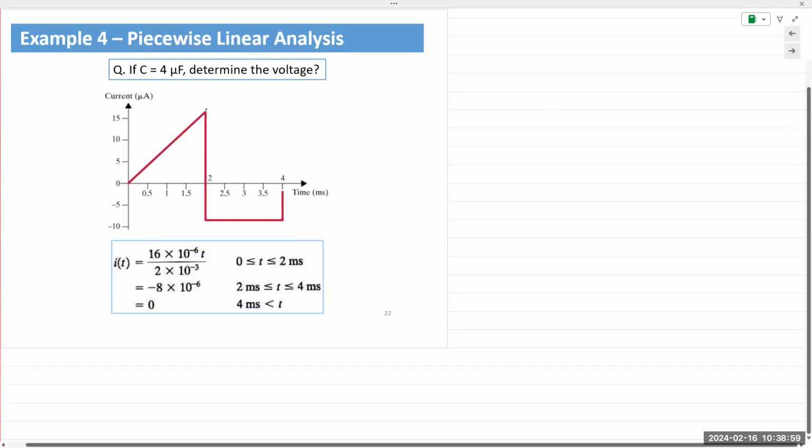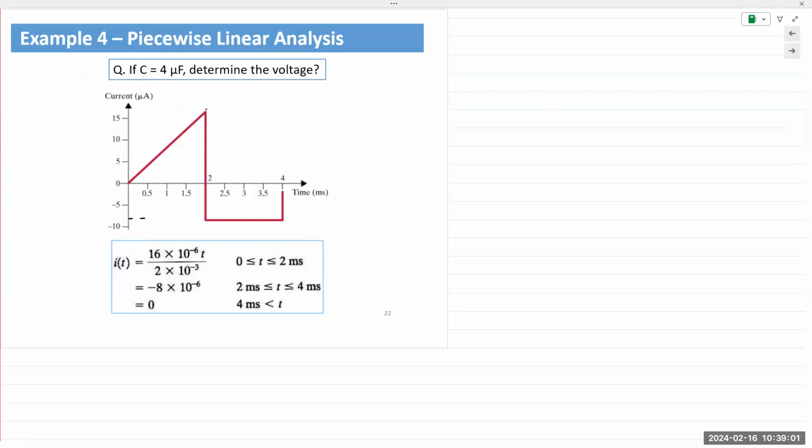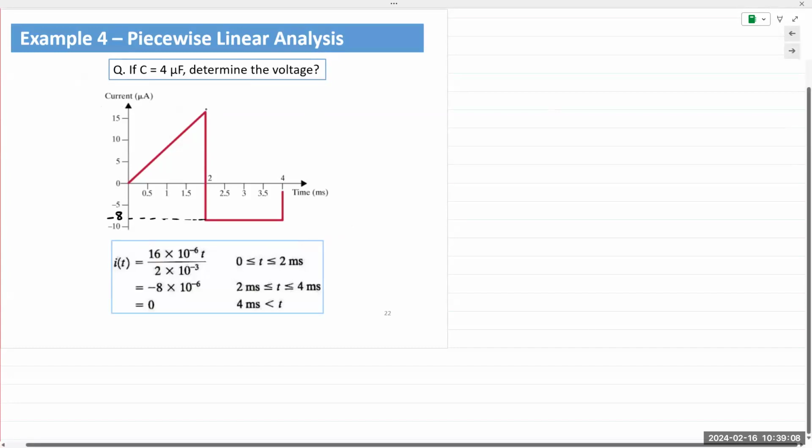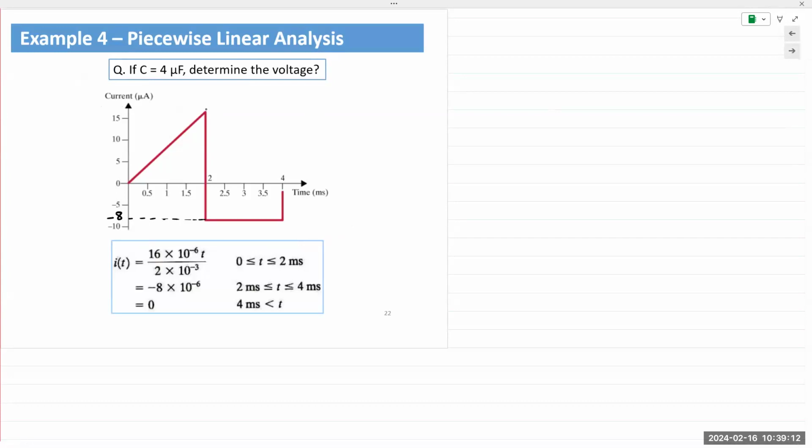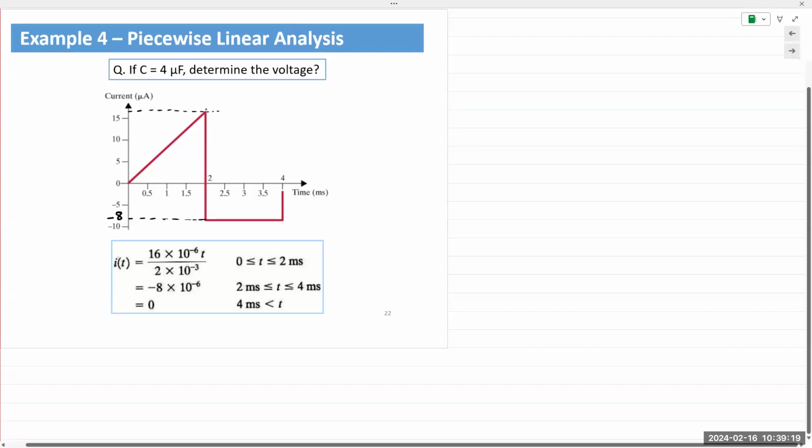Looking at the graph or the chart, I can see, because I know that this is 8, but it's not that hard, it's minus 8 microamps in the second time period, and it is about 16 microamps in the first time period. We call this T1, and this would be T2.